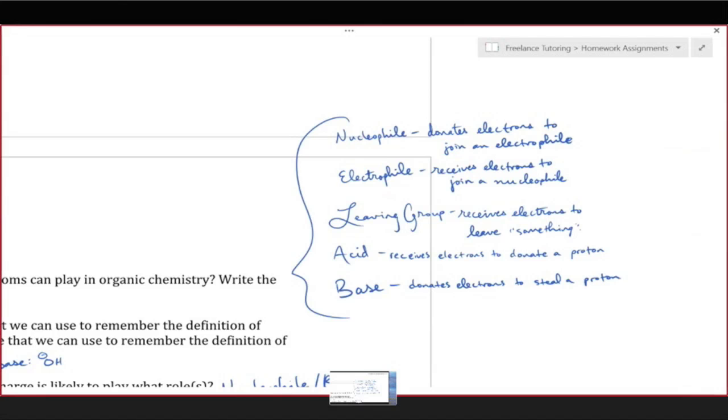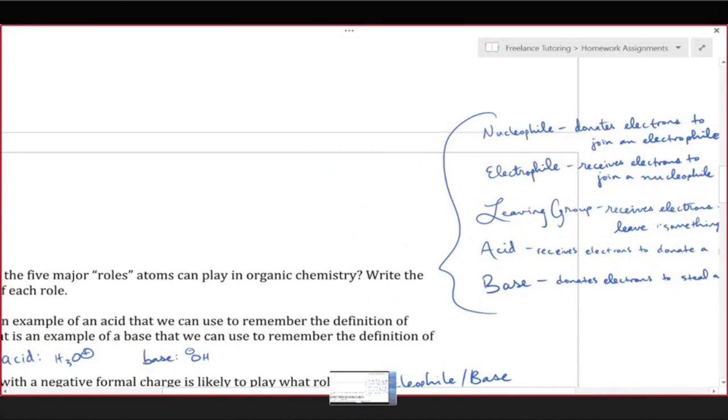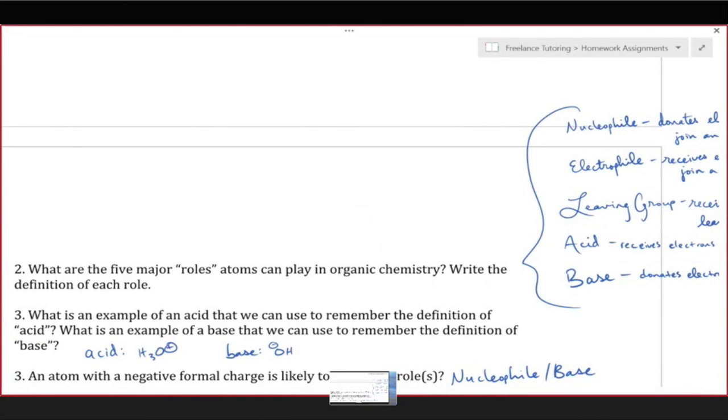I find students have a really hard time remembering these definitions unless I quiz them about them every single session, but they're absolutely crucial to keep remembering. You can't play chess if you keep forgetting what a bishop does, and you can't play organic chemistry if you keep forgetting whether an acid donates or receives electrons. So we have those down now, but we have to keep reviewing them. Good? Okay. All right, number 3.